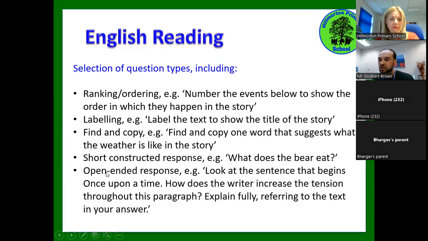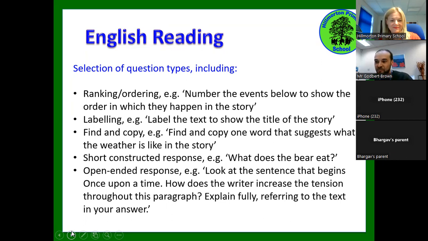The types of questions you get, and there's a range. So it's not all just writing responses. There's multiple choice questions, ranking and ordering, like number these events to show where they happen in the story. We've got labeling, finding and copy. Quite frequently they say find and copy one word, or find one sentence and copy based on different parts. And I've been really making sure they find that word and spell it exactly as they see it, because they're copying it.